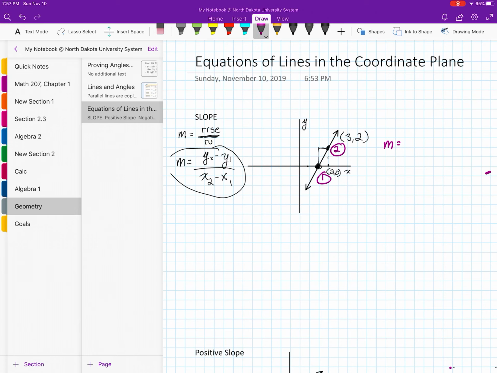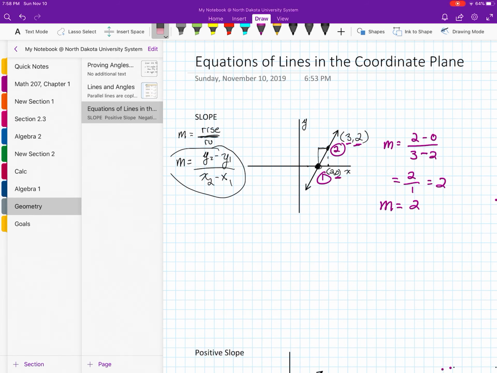So calculating the slope, we get our y2 is going to be this value, which is 2, and then we subtract y1, which is down here, is 0. And then we do the same thing for x. x2 is this guy, that's 3, right? It's the x coordinate of the second point, and we subtract the x coordinate from the first point, which is 2, and we get 2 over 1, so that's our slope. Slope equals 2.